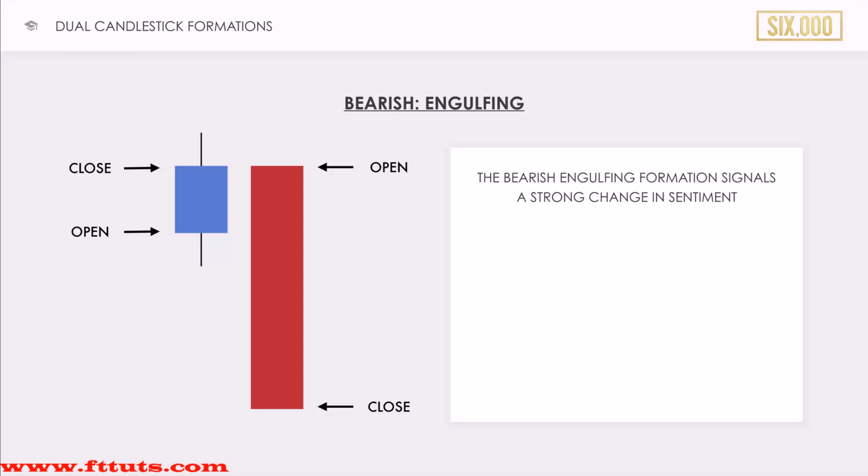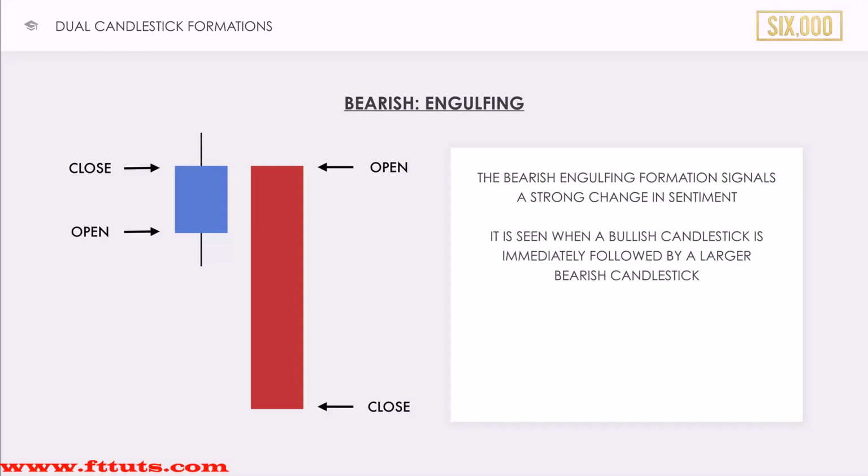So the bearish engulfing formation signals a strong change in sentiment. So this is typically found at the top of an uptrend, so at the end of an extended uptrend, and this is why it signals a strong change in sentiment, because buyers have been in control for a long time. We're trading in an uptrend, and this is typically found at the top of the market, signaling that the buyers are out and the sellers are in.